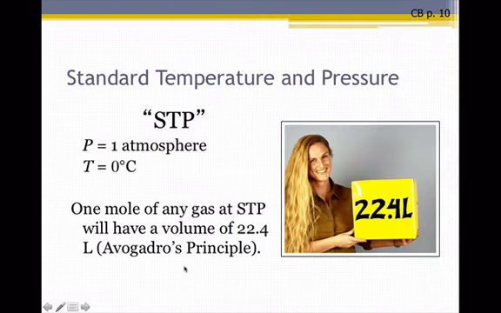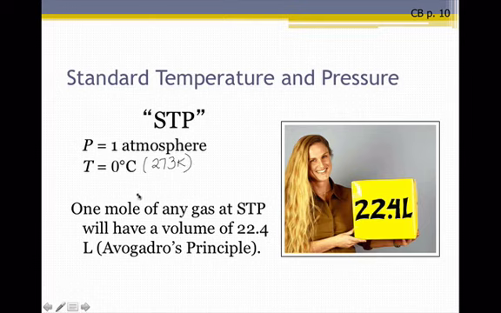So the first thing that we haven't really covered yet, but we need to quickly review is STP. And STP stands for standard temperature and pressure. Standard pressure is 1 atmosphere. Standard temperature is 0 Celsius, which would be 273 Kelvin.